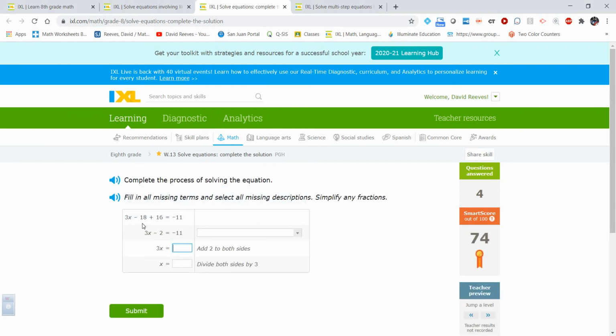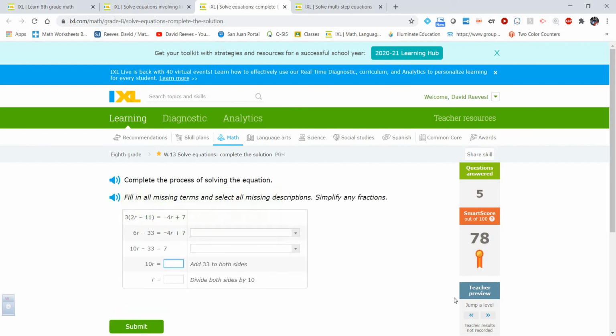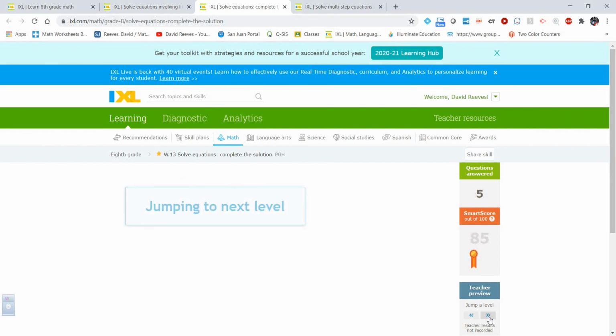All right, here we go. 3x minus 18 plus 16. What did we do? We combined like terms, right? That's what we did right there. Okay, then we add 2 to both sides. Be careful, negative 11 plus a positive 2 is going to be negative 9. It's not negative 13. Dividing both of those by 3, what do we get? We get x is negative 3. All right, is it going to let us skip up into the challenge zone?